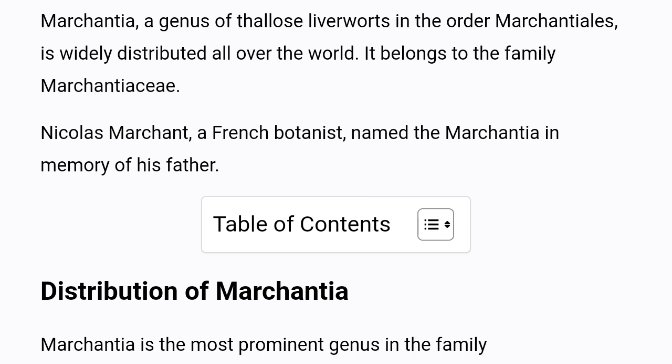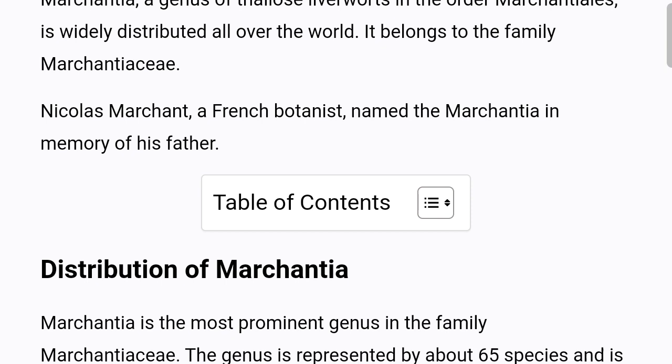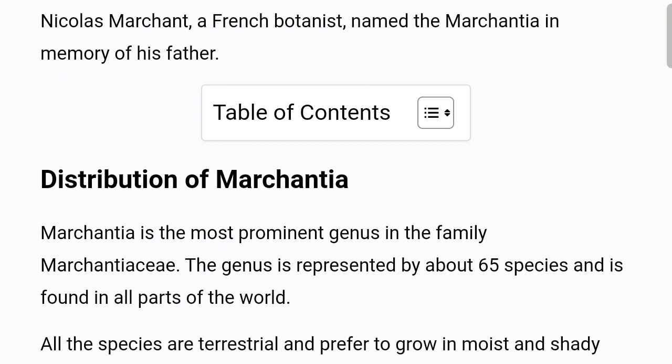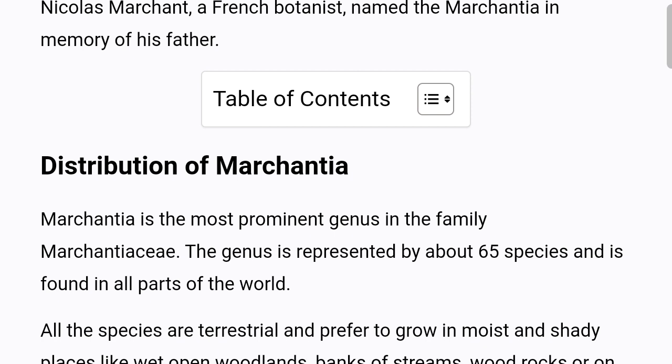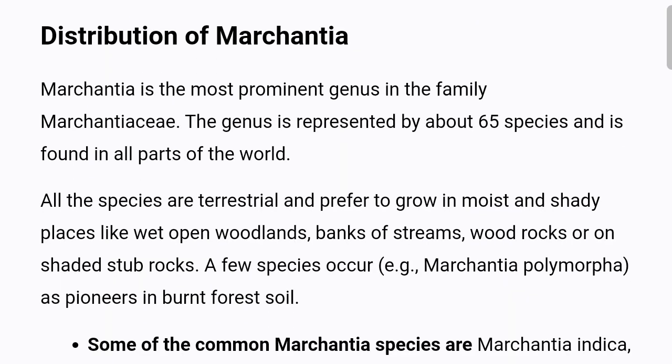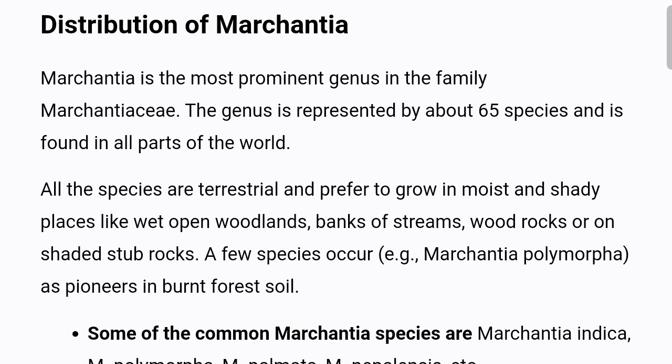Marchantia, a genus of thallus liverworts in the order Marchantiales, is widely distributed all over the world. It belongs to the family Marchantiaceae. Nicolas Marchant, a French botanist, named Marchantia in memory of his father. Distribution of Marchantia. Marchantia is the most prominent genus in the family Marchantiaceae.